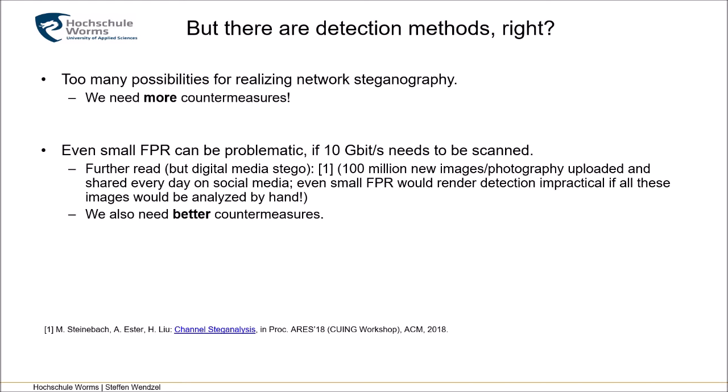And let's assume that you have a certain number of false positives. Let's say it's just 5%. Then if you have to analyze these 5% by hand and you have so many flows to detect that 5% are in the end thousands a day, then that's already infeasible and the countermeasure is not good enough. So we also need better countermeasures, at least partially.